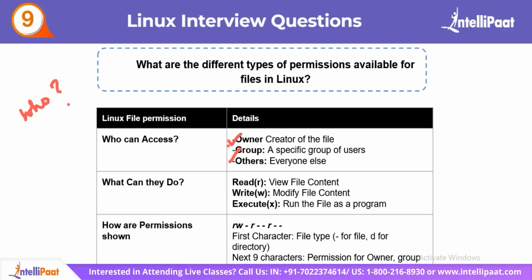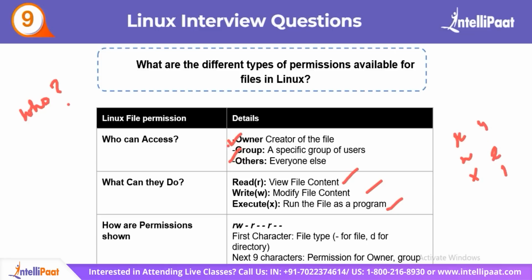And what are the actions? Actions are read, write and execute. In read, you can view the file content. In write, you can modify the file content, whereas in execute, you can run the file as a program. And permissions are displayed as symbols like r, w and x, or the numbers 4, 2, 1.